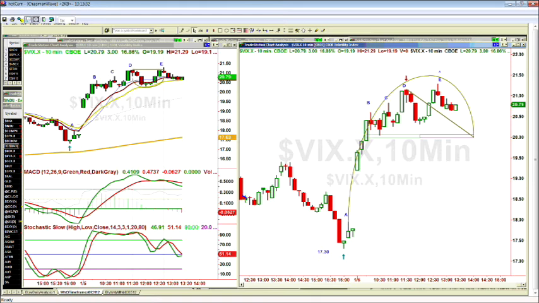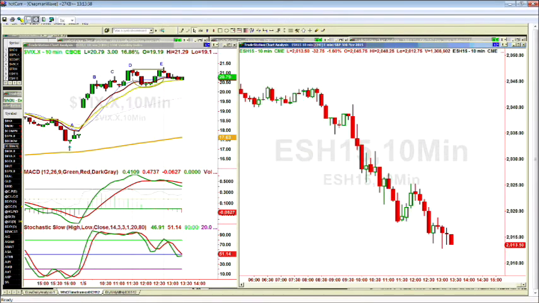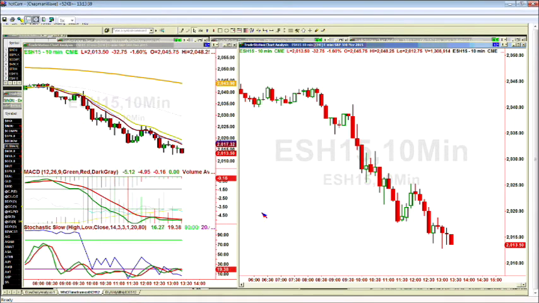And at the same time, let me just do this. ESH15. There is an opportunity here for the inverse to happen, but not if it takes out the low of 2012.75 that was made at 1 o'clock in the E-mini. And it's trying, there's a doji candle. The stochastic has a positive divergence between the price pulling back, and the MACD a little bit better than it was, and the stochastic much better than it was.